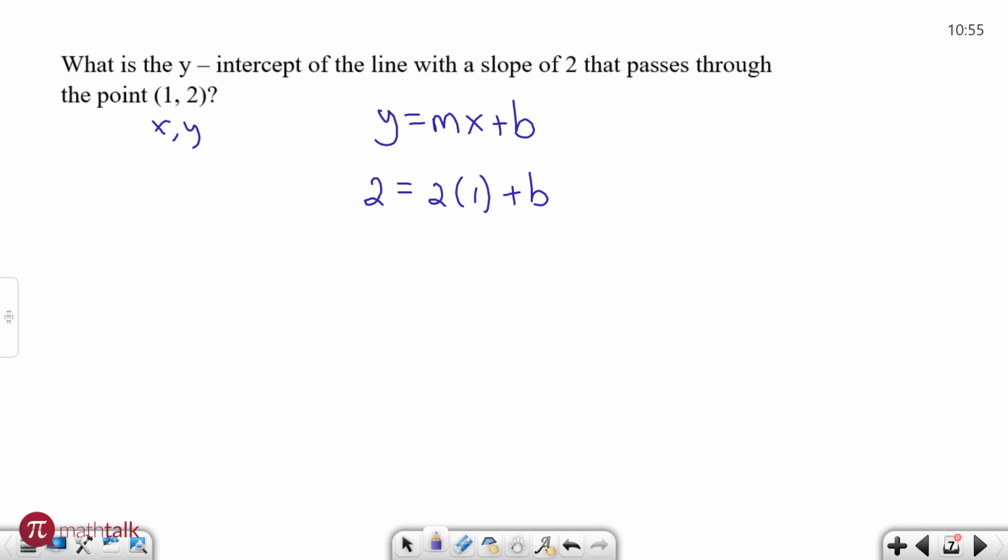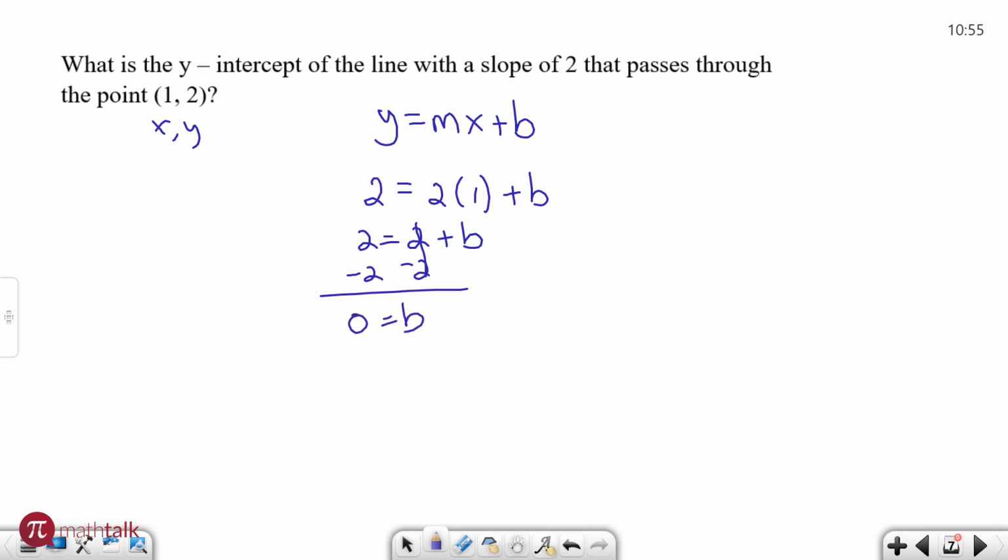So we have everything except for b. We need to solve for it. So let's do a little algebra. 2 equals 2 plus b. I want to get b all by itself, so I need to subtract this 2 from both sides. And when I do that, I get 0 equals b.